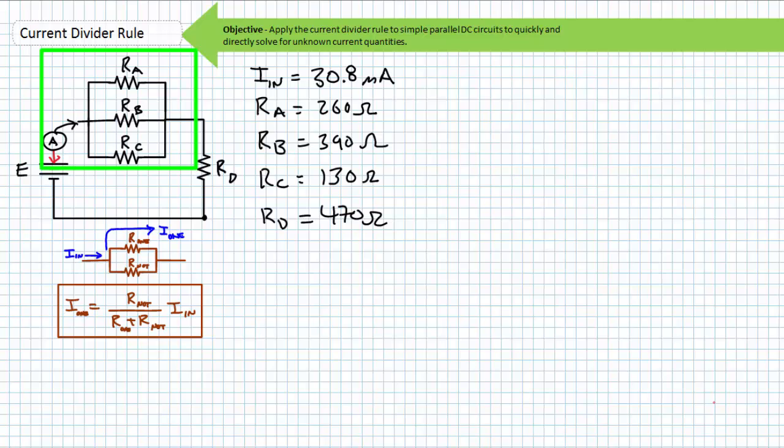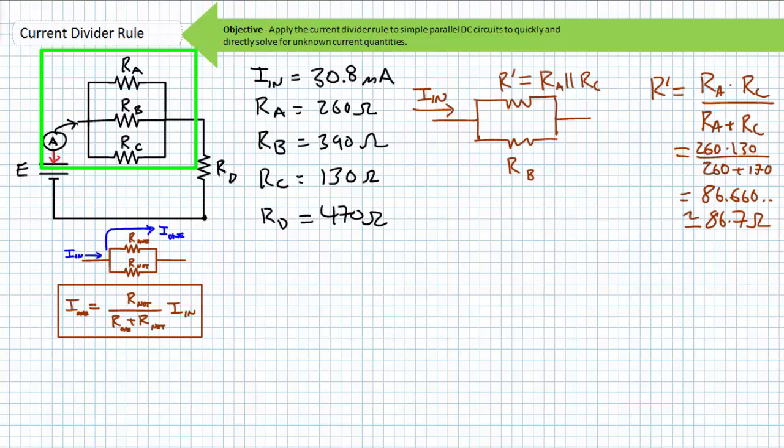The answer is cunningly. Recall that we can use any number of simplifications to make our analysis easier. We could perhaps combine RA and RC in parallel into a resistor I'll call R prime, where R prime equals approximately 86.7 ohms. Does this help? Yes, it does. We are now left with a sheer cliff towards which we can drive our herd of buffalo to their end. Which resistor are we interested in when we're trying to solve for IB?